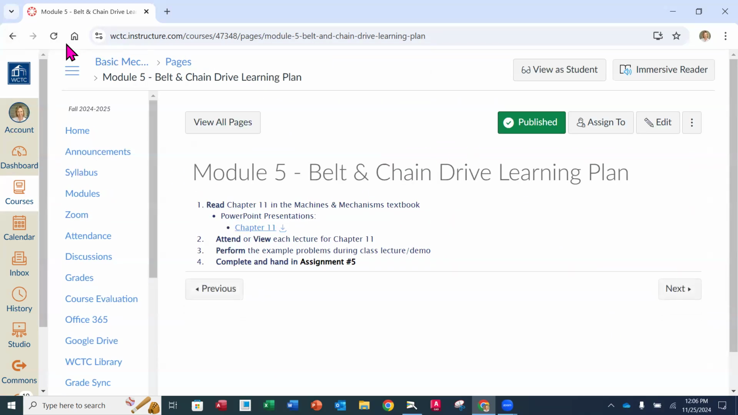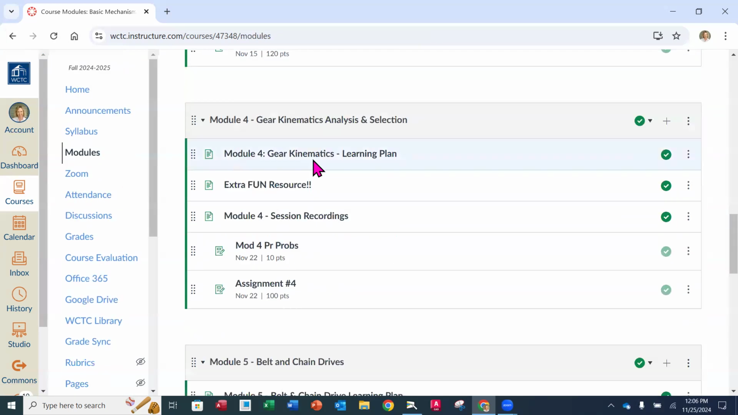Now, what am I doing here? Let's say, okay. I'm going to go back out to the module. It's not letting me back up. So I'm going to go back out to the module.